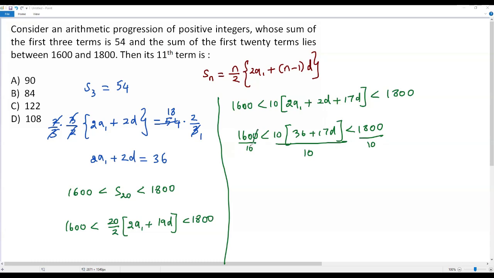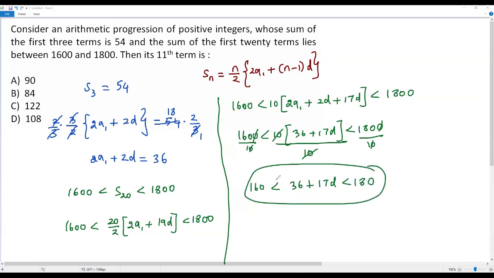So here the 0 will cancel out, here this 10 will cancel out, and here the 0 will cancel out. So we have 160 less than 36 plus 17d less than 180. Now we can solve for d in this inequality. For that we have to get rid of all the values around d.